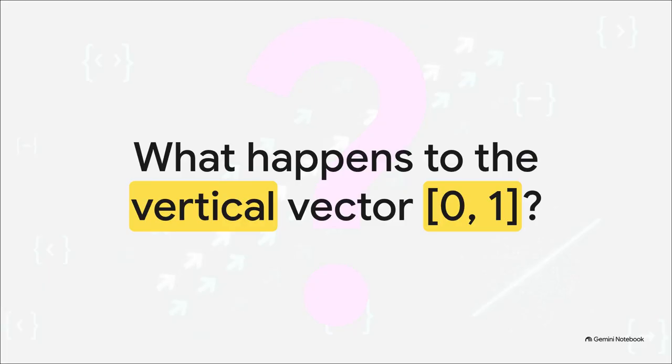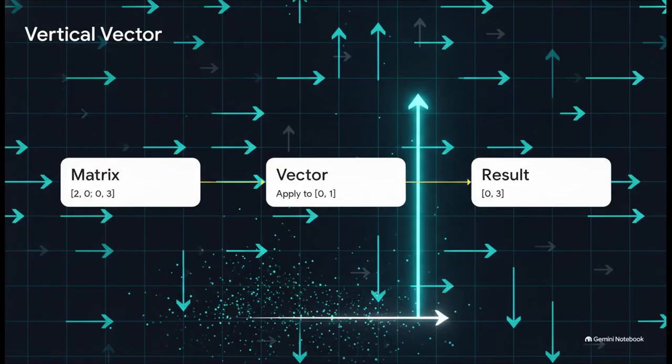So let's pause right here. Based on that pattern we just saw, what do you think happens if we apply that exact same matrix to the vertical vector 0, 1? What eigenvalue do you expect to pop out? Take a second and really think about it. Okay, if you guessed that it stays pointing straight up but gets 3 times as long, you'd be absolutely right. Applying the matrix to 0, 1 gives us 0, 3. So the eigenvalue is 3.